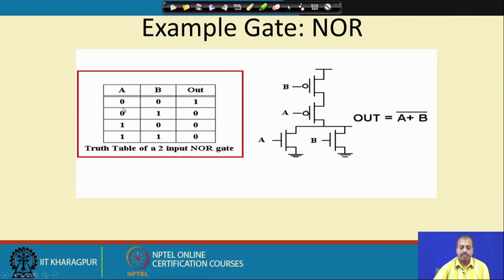Here we can quickly check that when A and B are both equal to 0, the output is equal to 1. If A and B are both equal to 0, then both the lower transistors are off and both the upper transistors are on. As a result, at this point you get the voltage value equal to VDD. If both of them are equal to 1, then both the lower transistors are on and both the PMOS transistors are off. As a result, at this point you will get 0 volts. So, this way we can realize the NAND gate and NOR gate in the CMOS family.